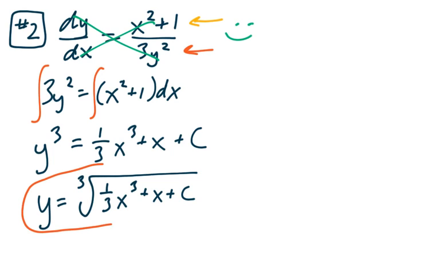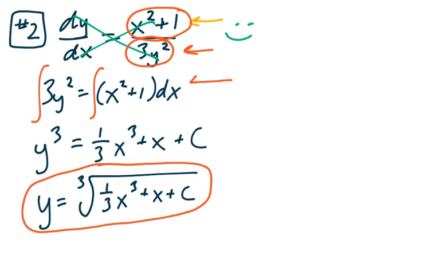And that's it. All right, so again, try to get the x's on top, the y's on the bottom, cross multiply, take the integral on both sides, anti-derive, and just try to solve for y, guys. Nothing too crazy on that one.